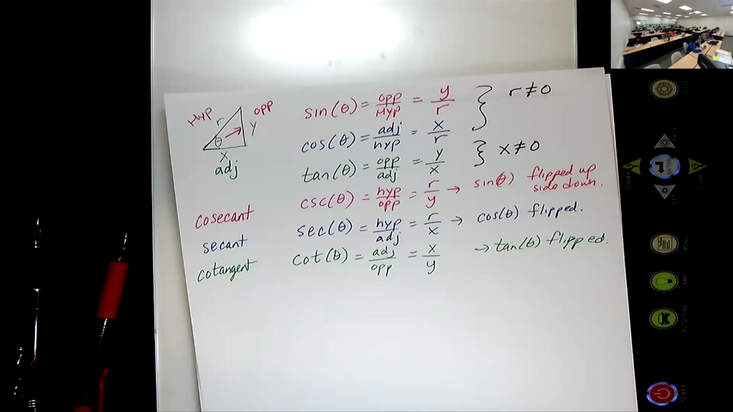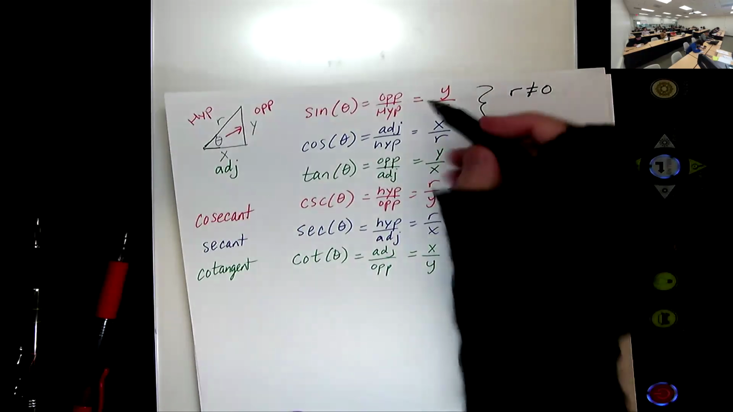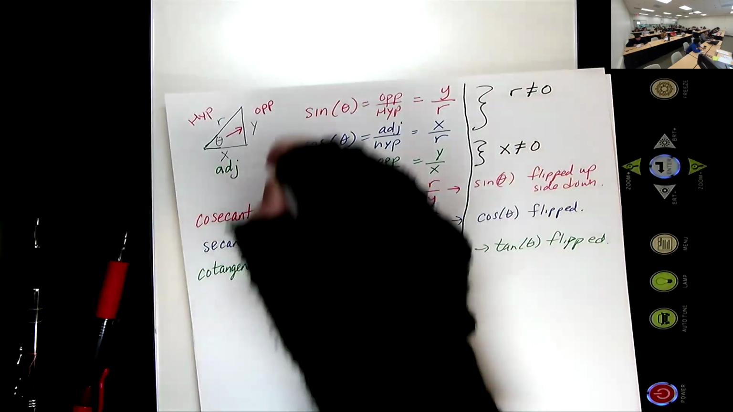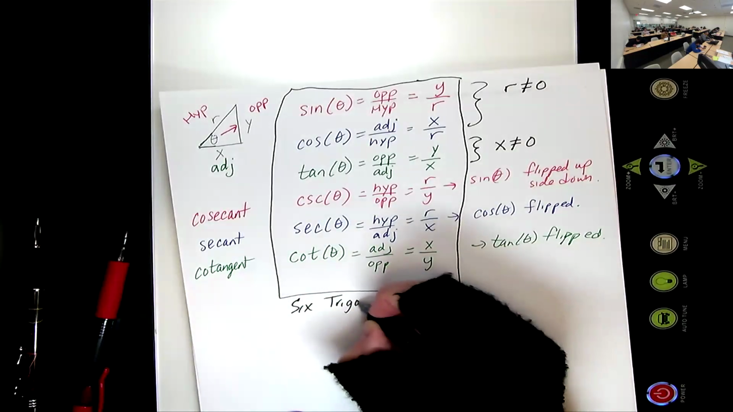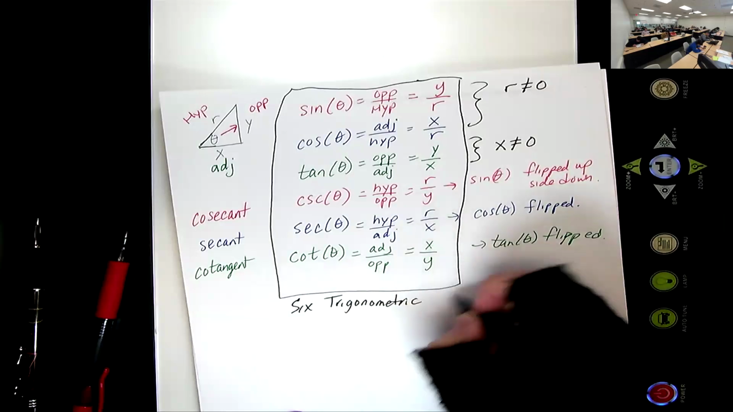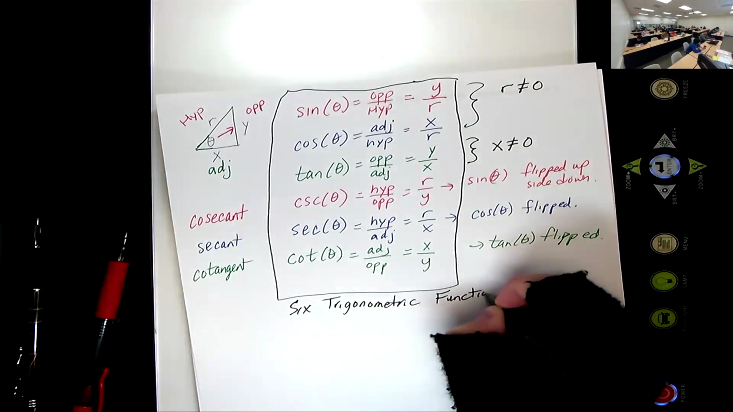There's a specific way to not remember these. I will show you. These are the 6 basic trig functions. I guess saying basic is a little off. These are the 6 trig functions. There are no others.